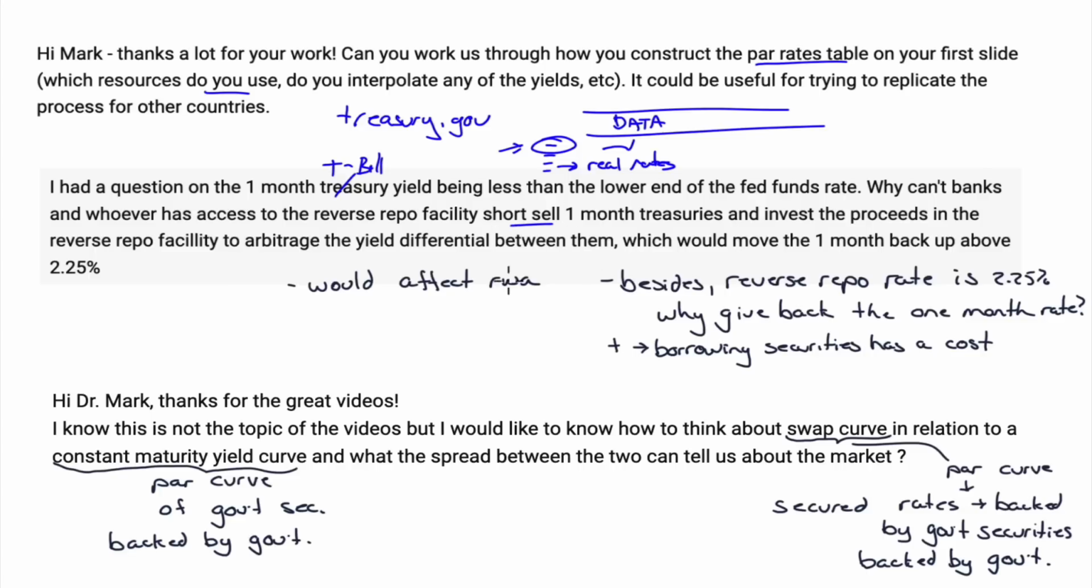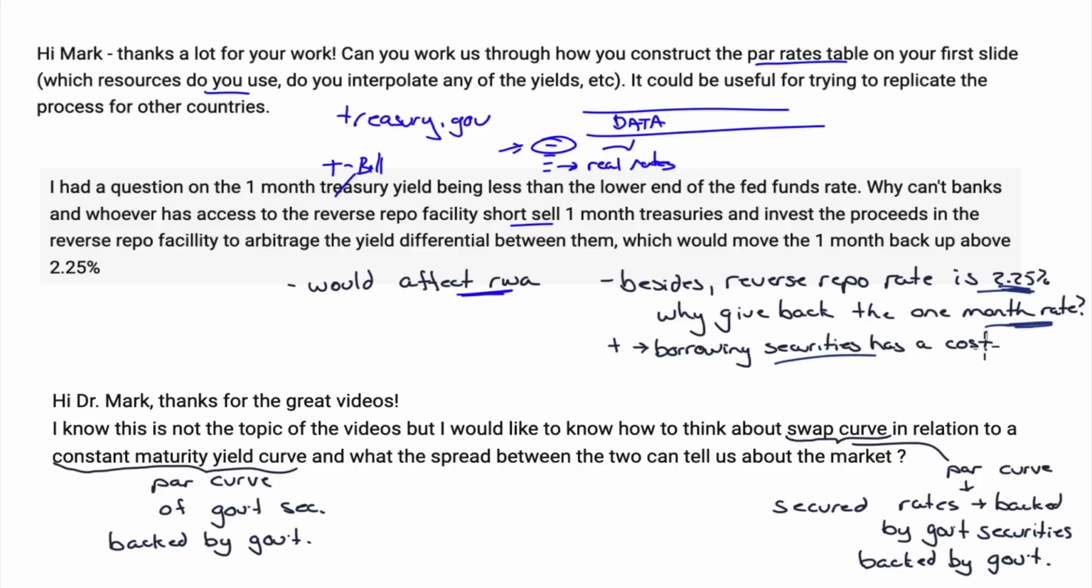Also, if you started short selling, that would affect your risk-weighted assets, and for a bank, you don't want to do that. Besides, the reverse repo is 2.25%. Why give it back on the 1 month rate? Why short a 1 month T-bill? You're going to have to pay the interest expense on the 1 month T-bill. That would be your cost of funding, even though you're getting 2.25. If you could, you're getting 2.25 guaranteed. Why even change that? You'd be just giving back the 1 month rate.